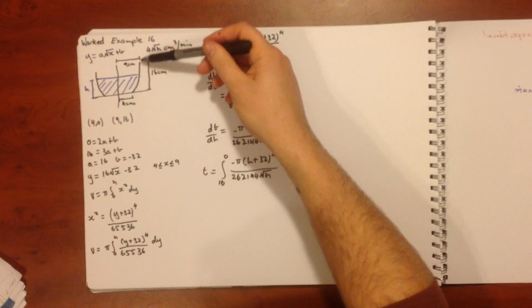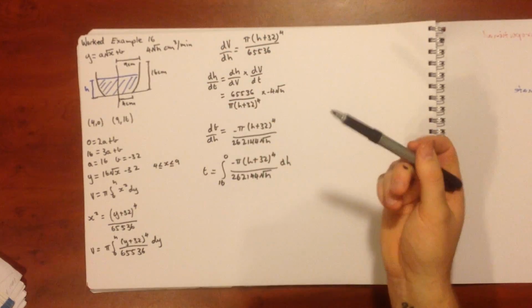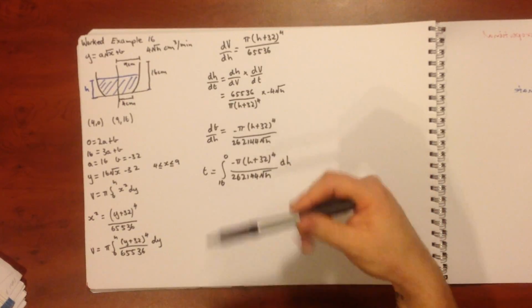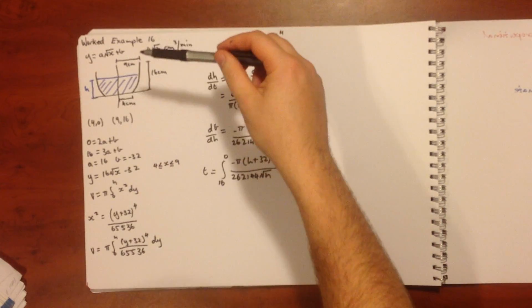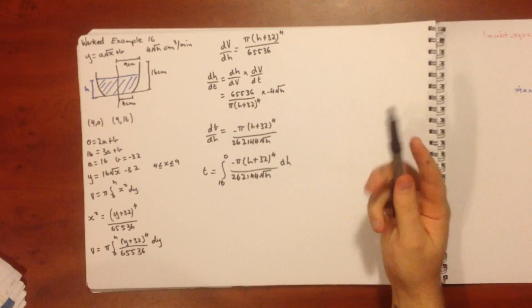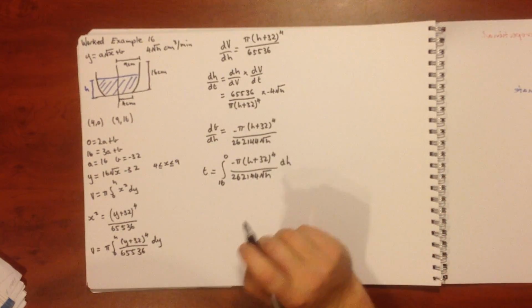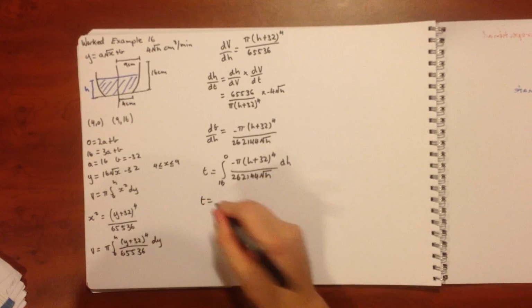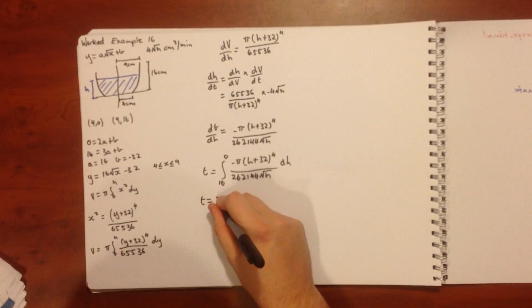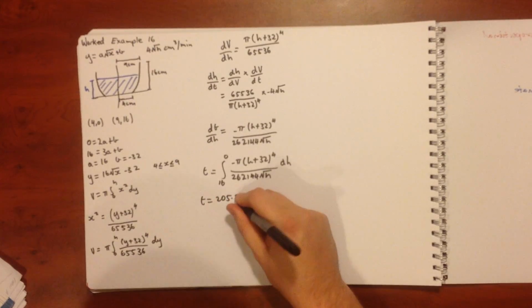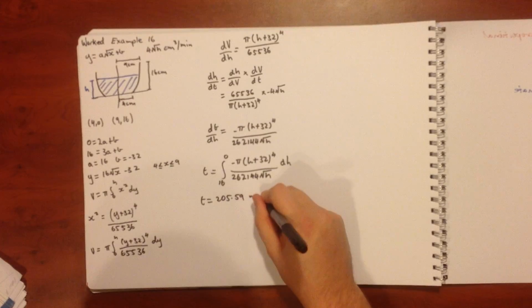Okay, we could have gone from 0 to 16, but what that would have meant is that we would end up with a negative answer, because we would be talking about filling it, not emptying it. Because we're emptying it, we go from 16 to 0, so we end up with a positive answer. Okay, so that means that when we work this out, we get t equals 205.59 minutes.